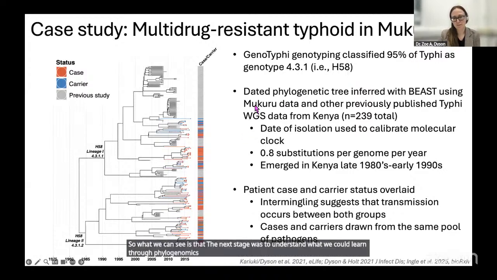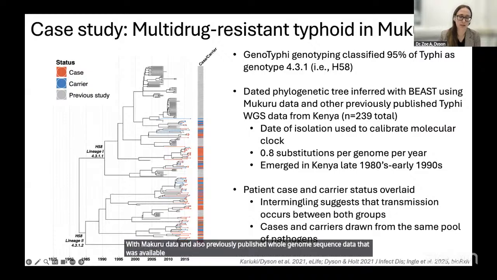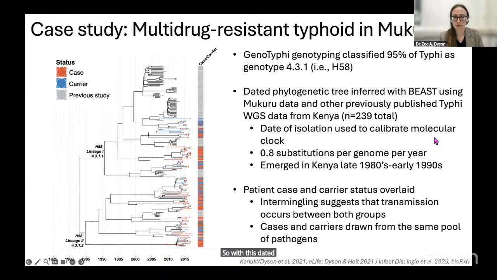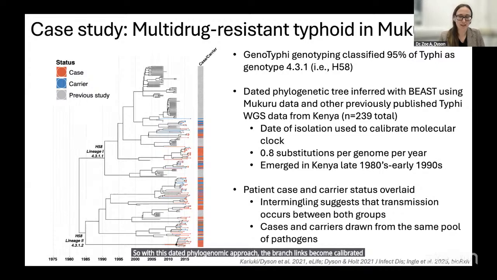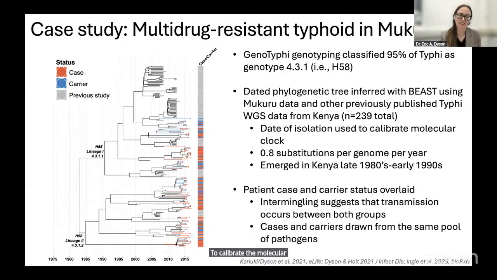So in this case, Sam and his team inferred a dated phylogenetic tree using BEAST with Nakuru data and also previously published whole genome sequence data that was available in the public domain from Kenya, which left 239 whole genome sequences of Kenyan data to be analysed. So with this dated phylogenomic approach, the branch lengths become calibrated using the date of isolation. In this case, this was day, month, year, but in some cases, this might also be simply the year of isolation, to calibrate the molecular clock to be able to convert branch lengths into years.